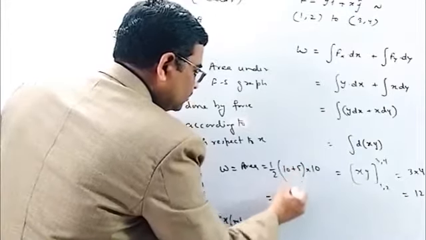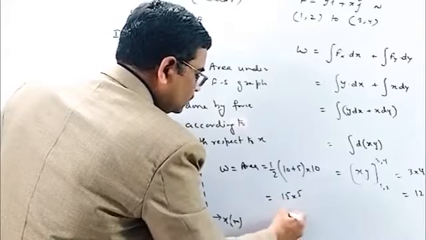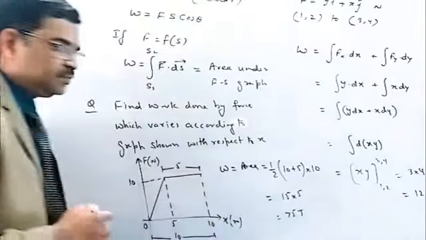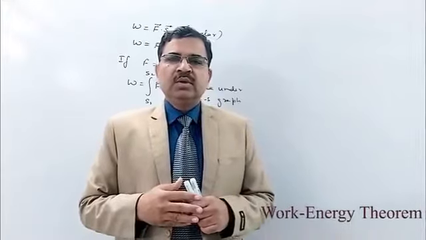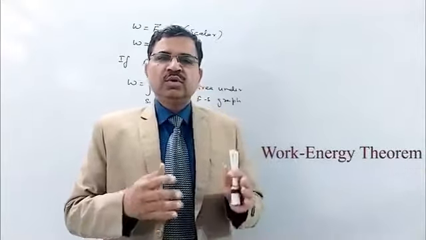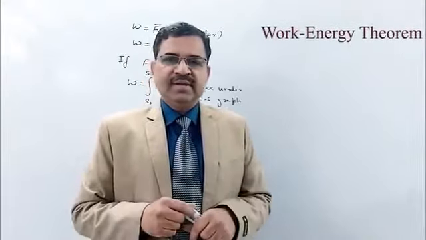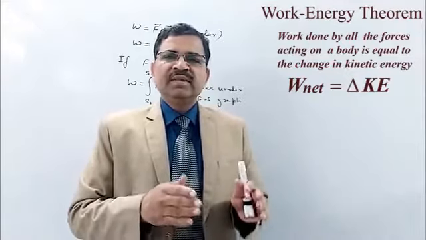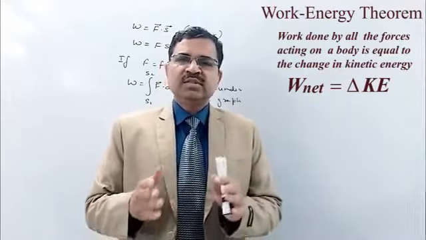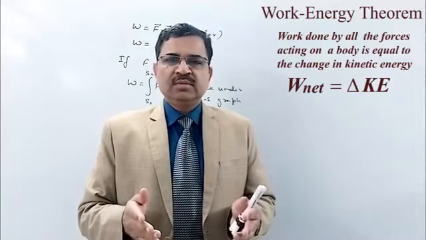So this becomes 15 into 5, so that is 75 joule. Now students, let us talk about the work energy theorem. According to this theorem, the total work done by all the forces acting on a body is equal to its change in kinetic energy. When we say all the forces, this means the work done by the internal forces, external forces, conservative and non-conservative, means all types of forces we should consider.